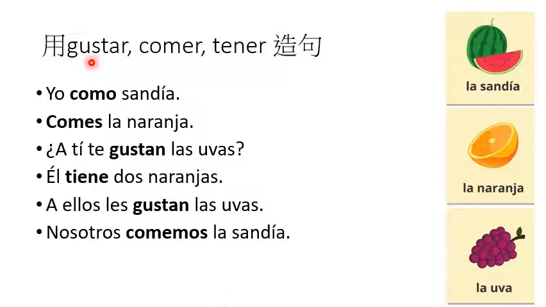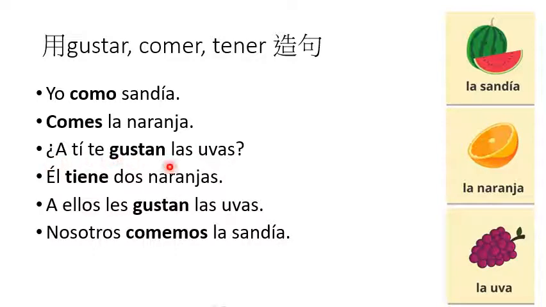I hope you can use verbs like gustar, comer, tener, and make some sentences, right? Remember, gustar is to like or to be pleasing to. Comer is to eat, and tener is to have. So please use these fruits, and you can also use the fruits on the last slide, and make some sentences with these verbs. For example, yo como sandía. I eat watermelon. Comes la naranja. You eat the orange.